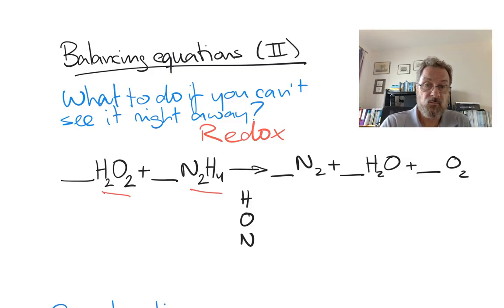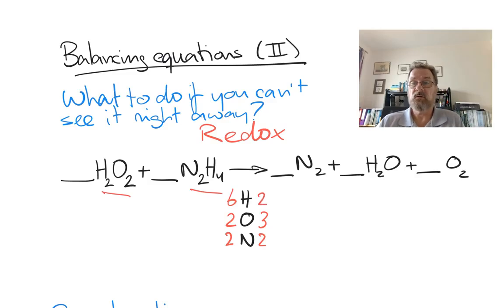So to start off with, we have a grand total of 6 hydrogens on the left, we have 2 oxygens, and we have 2 nitrogens. Right now on the right, we also have 2 nitrogens, we have 3 oxygens, and we have 2 hydrogens. Okay, now first things first, we're going to need to have an even number of hydrogen peroxide in order to end up with an even number of water molecules. If we don't have that, we're not going to match the oxygens.